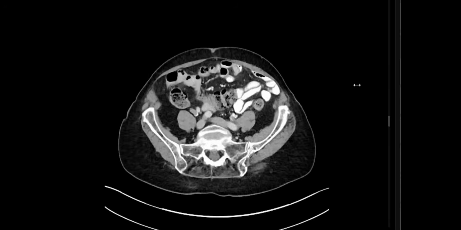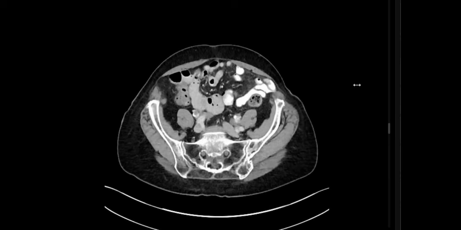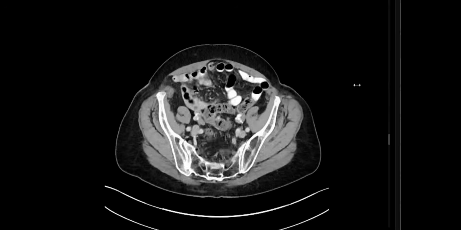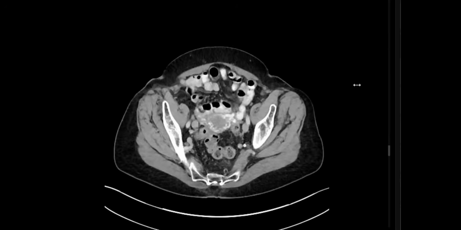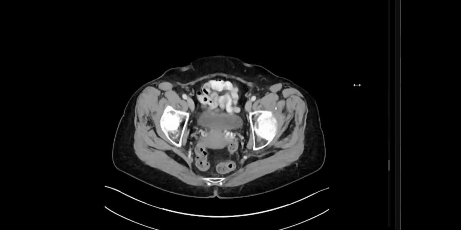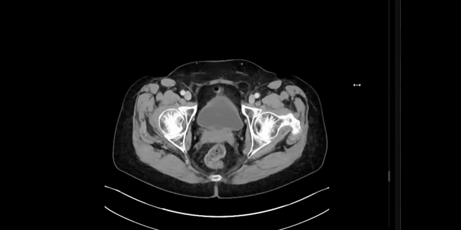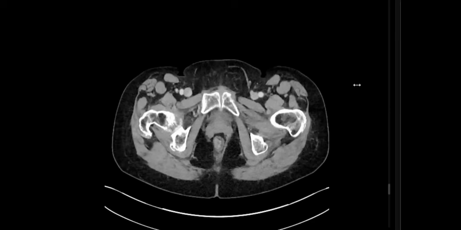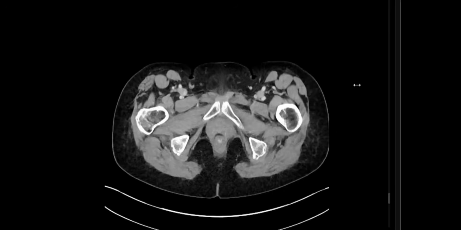I can appreciate a filling defect on the right side. I'm trying to locate its position. It's likely in the right gonadal and parauterine vein. Excellent. The parauterine vessels are congested and inflamed. There is a fat-containing left-sided groin hernia as well.